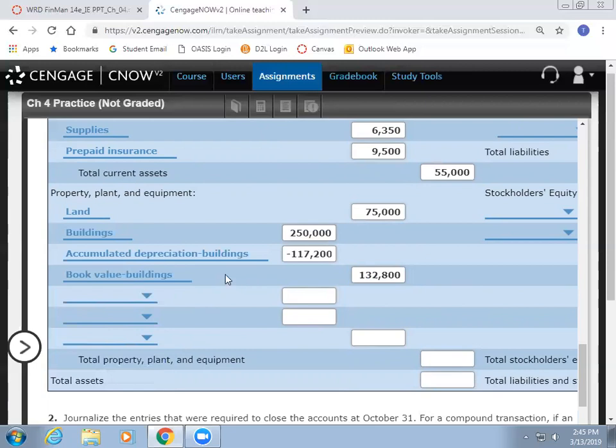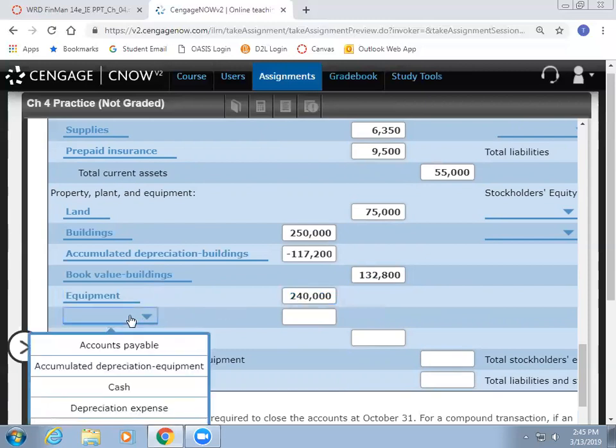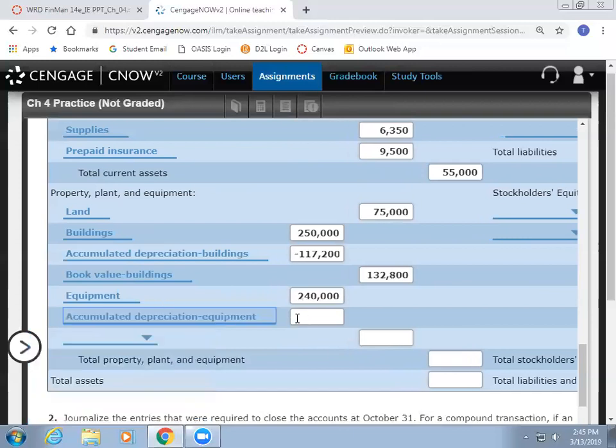And then I'll do the same for equipment. So equipment, the cost is 240,000. Again, all from my adjusted trial balance. Minus accumulated depreciation on the equipment, so minus 151,700. So my book value for the equipment is 240,000 minus 151,700, or 88,300.